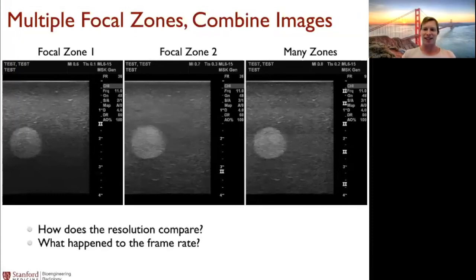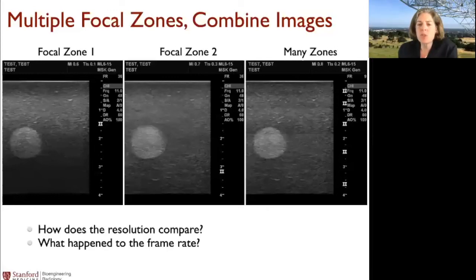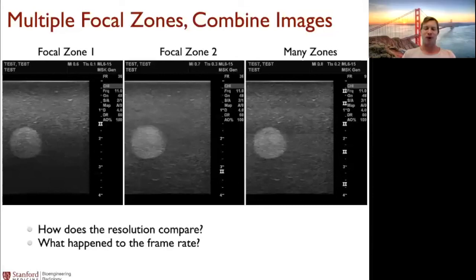I guess I was looking at the speckling too. It's interesting you get less speckling in focal zone 2 here, in the middle region. Yeah, so this isn't really supposed to address the speckle. This is supposed to address resolution, and I guess the poor resolution is almost like applying its own low pass Gaussian filter to the image and smoothing it out.